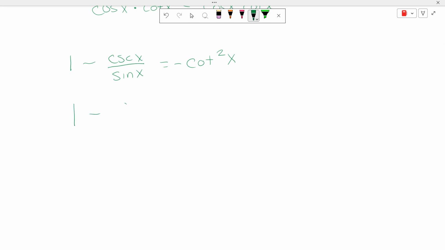So 1 minus cosecant of x over 1 over cosecant of x equals negative cotangent squared of x. I have a complex fraction there. How do I get rid of a complex fraction? Multiply by the denominator of the denominator. So these cancel, and I get 1 minus cosecant squared of x equals negative cotangent squared of x.